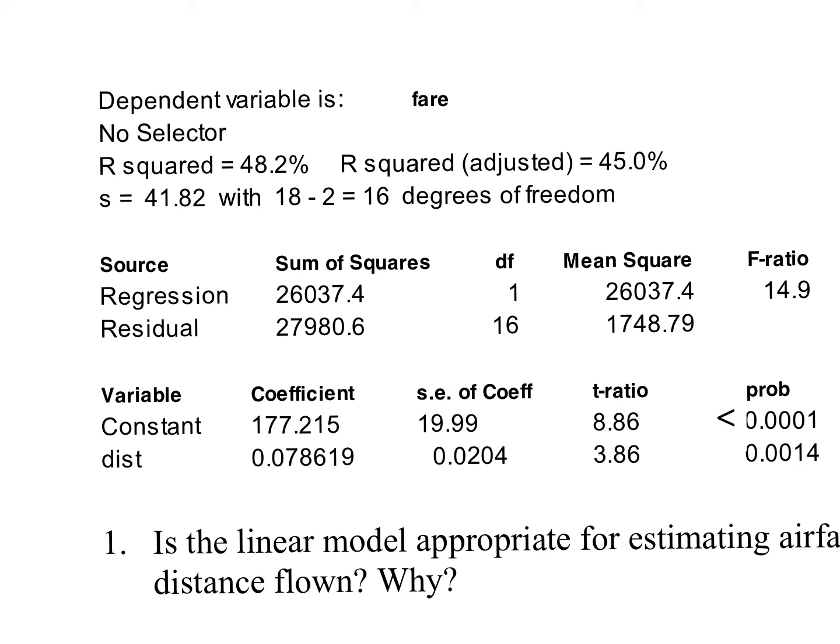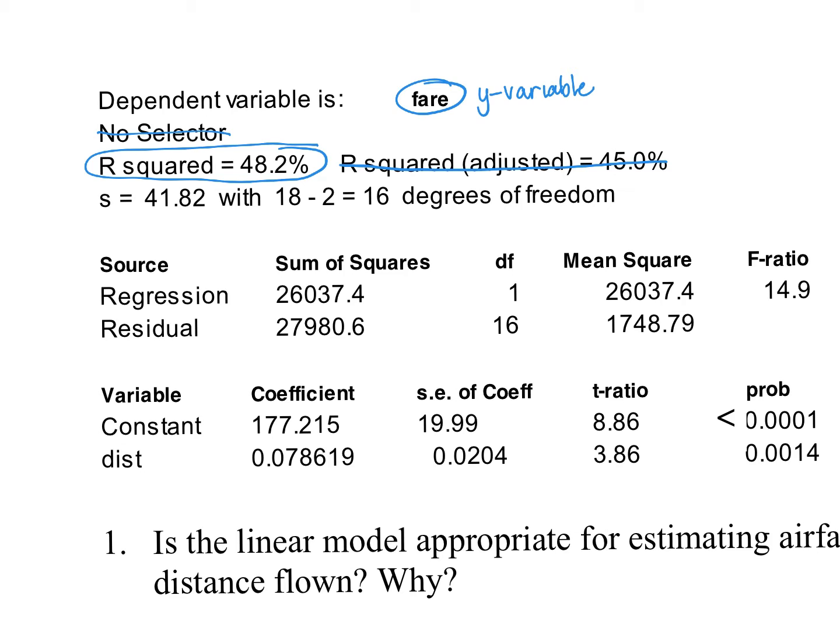So the first thing it tells us at the top is that the dependent variable is fair. What does that mean? What is dependent variable? It's the y variable. The y variable is what it's telling you at the top when it says dependent variable. We're going to ignore this part, and we're going to ignore the r squared adjusted. R squared adjusted is used when there are multiple x variables and you're doing multiple regression, which we're not going to do. So here it tells us r squared.